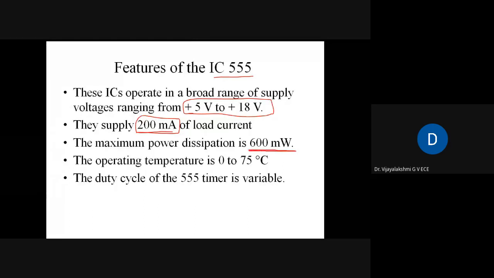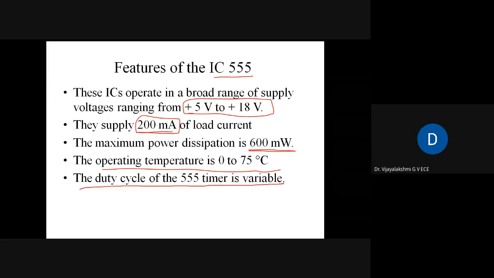And all electronic circuits are temperature dependent, right? So the operating temperature of this IC is 0 to 75 degree centigrade. So above 75 degrees centigrade, I think you can't work on this IC. There should be some fixed temperature, above this you can't work. And the duty cycle of the timer is variable.